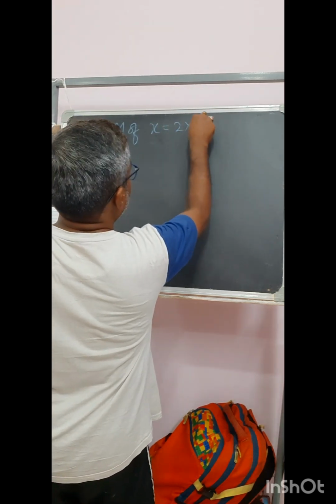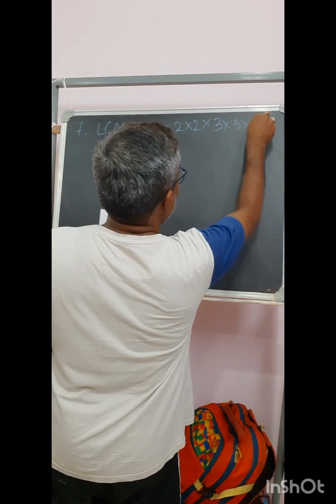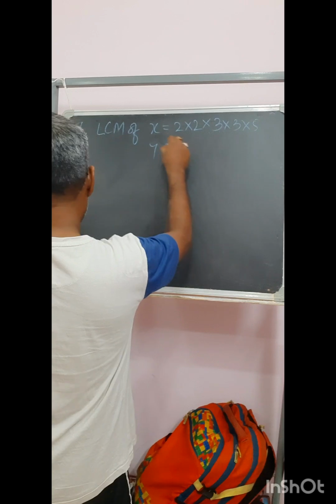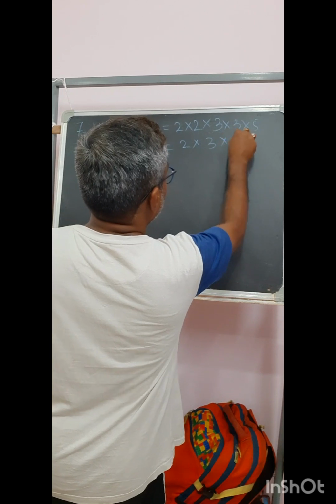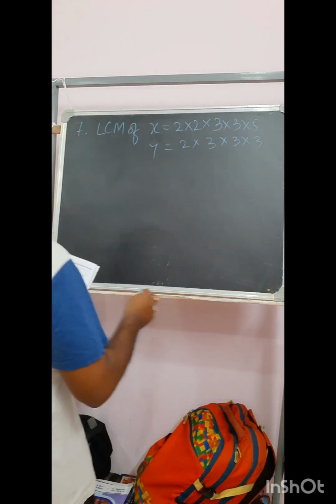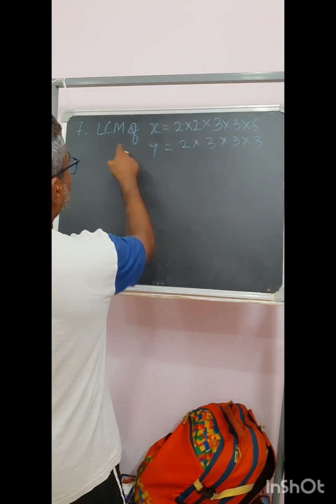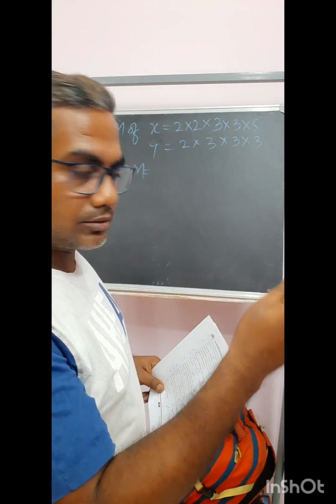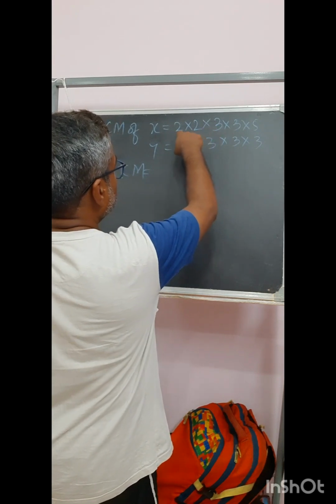The prime factors are written as 2 into 2 into 3 into 3 into 5 for the first number, which is x, and the second one is y, written as its prime factors, this one. This is very simple, but to remind the concept of LCM: you have to take the factors with the highest power.